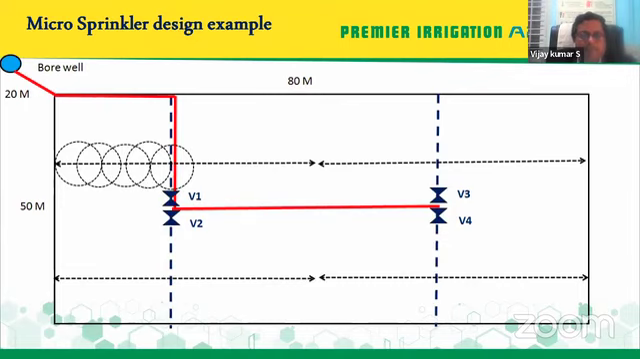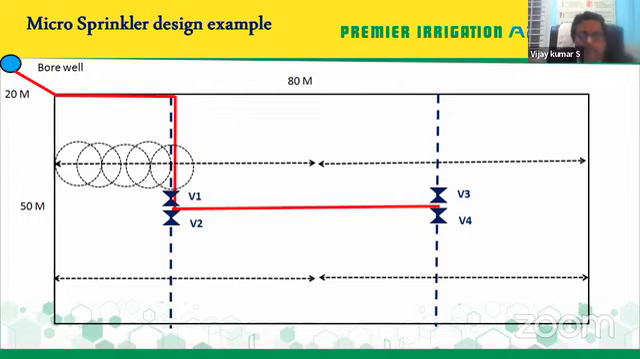So here I have shown you the layout. This is the 50 meter by 80 meter plot, and the borewell is around 20 meters away. So I have created 4 blocks. At this stage, I do not know the size of the main line. I do not know the size of the lateral. I only know that I have made it into 4 blocks because my design and water availability dictates that I have to have 4 valves.